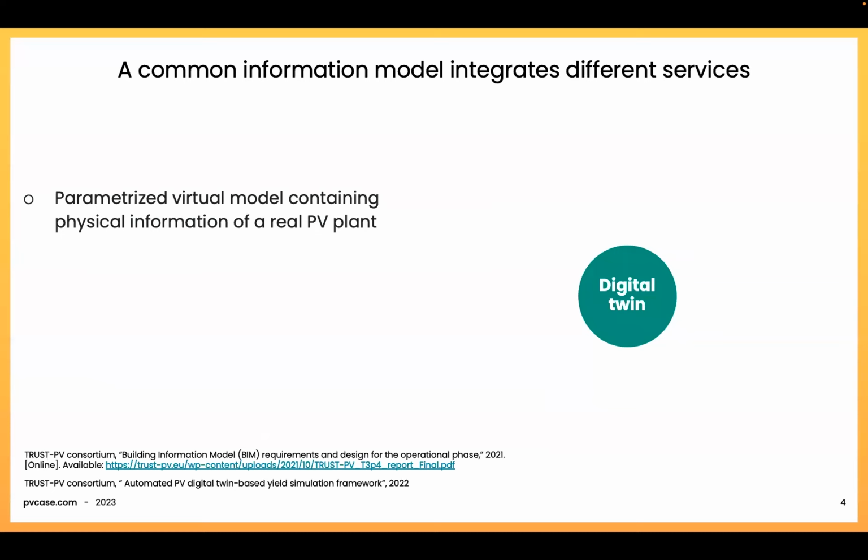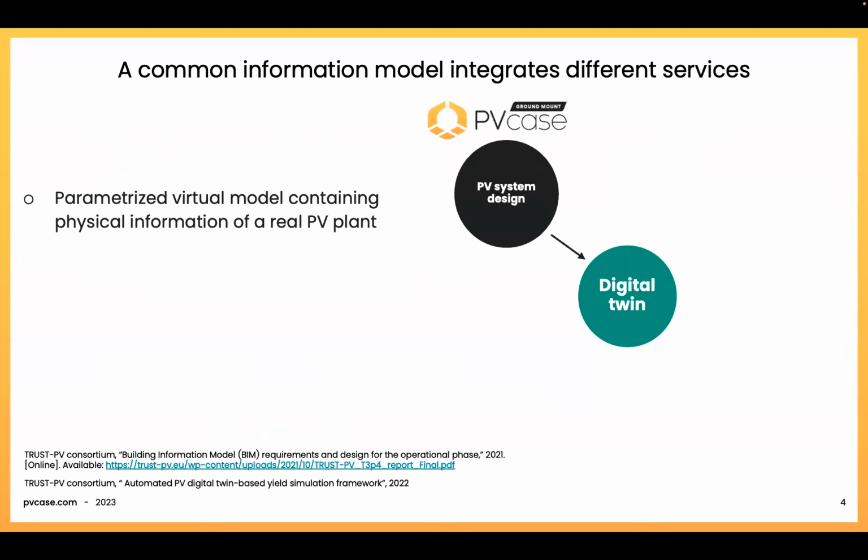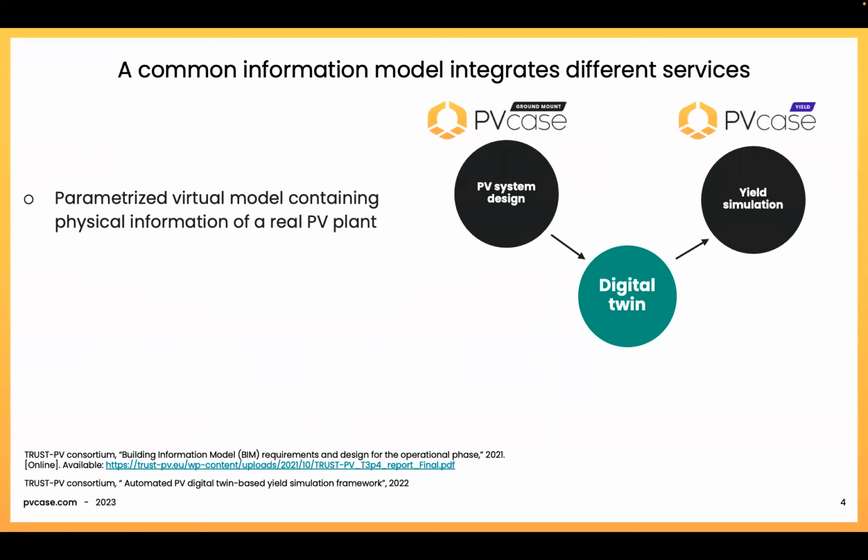As part of the Trust PV project, which is a project funded by the European Commission, we have been working on this standardized general digital twin concept to support all the life cycle stages of a PV plant. So we enable the creation of these digital twins using our design tool, PVcase Ground Mount, which is seamlessly integrated with our energy yield simulation tool, PVcase Yield, which allows to simulate the performance of this plant, eventually gain insights, and improve the design in an iterative process.